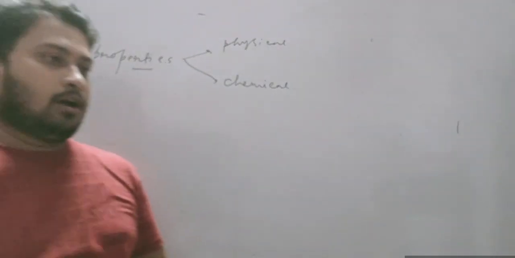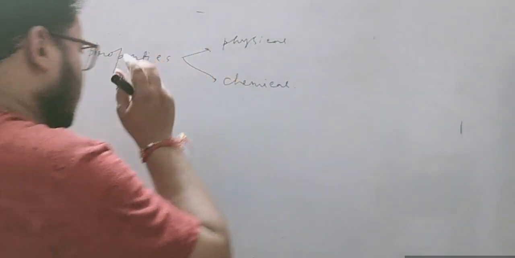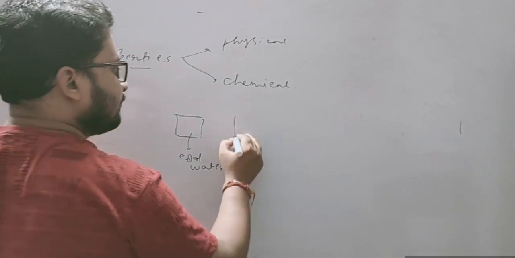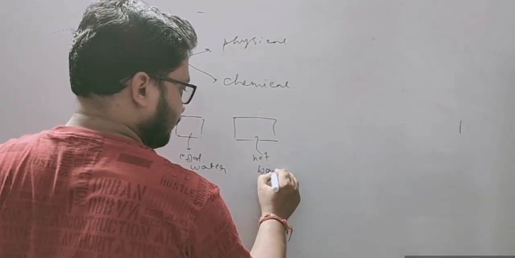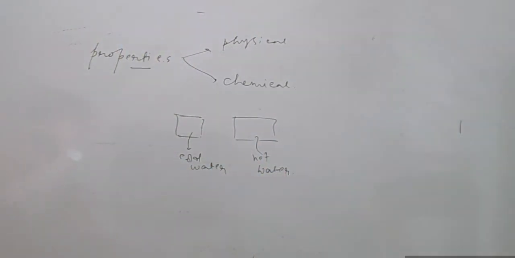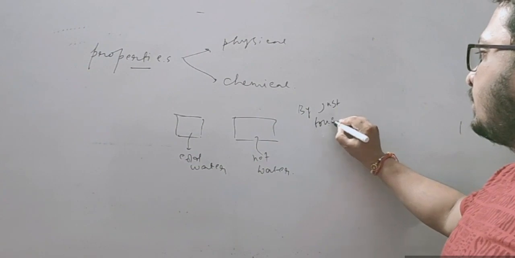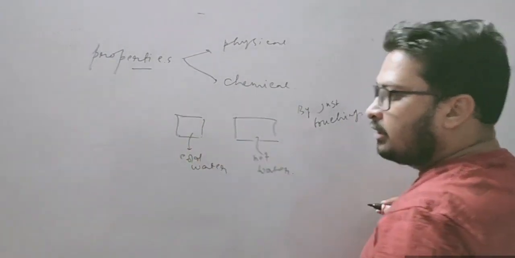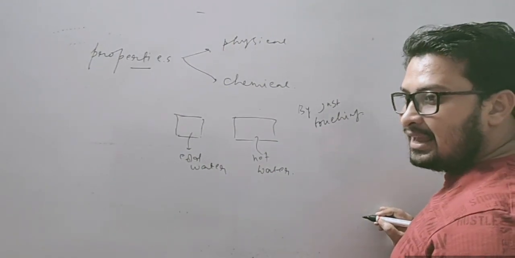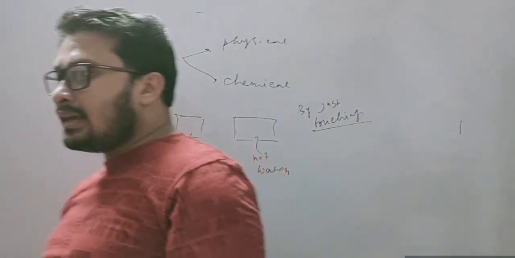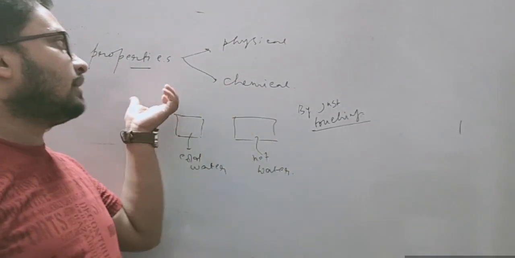What are physical properties? Physical properties means we can observe them with our open eyes. Just like you have cold water and hot water. By just touching, you can feel or you can say whether it is cold or hot. So this type of properties are called physical properties.